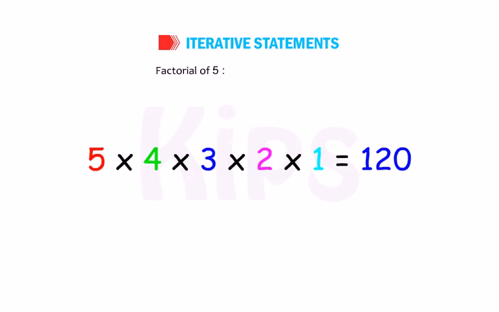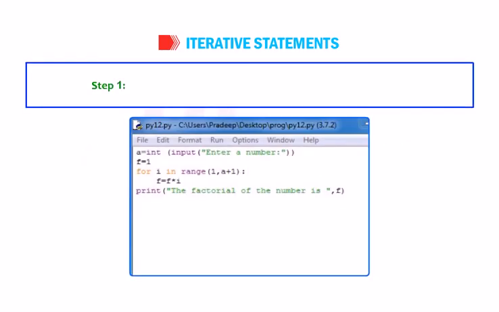Factorial of 5. 5 into 4 into 3 into 2 into 1 equals 120. Step 1. The program asks a user to enter a number. Let's say a equals 5. Step 2. Assign the value 1 to variable f.